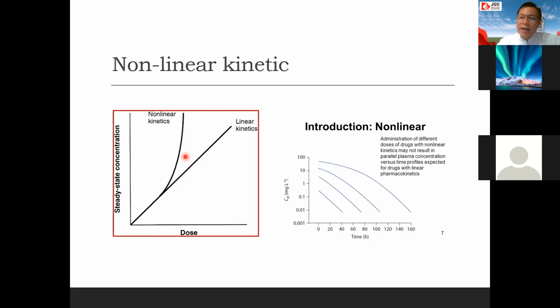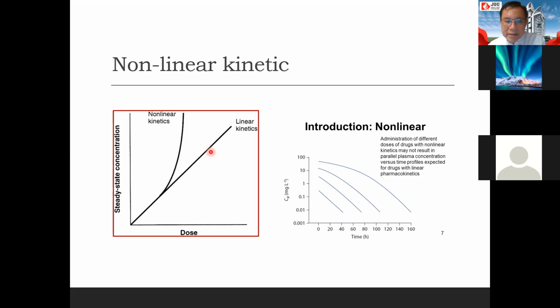So Km is the concentration of drug when the Vmax is at half. The higher the Km, it means the more the ability for the body to eliminate this drug. Okay, so now what I want to explain by this graph is that this is the linear kinetic.